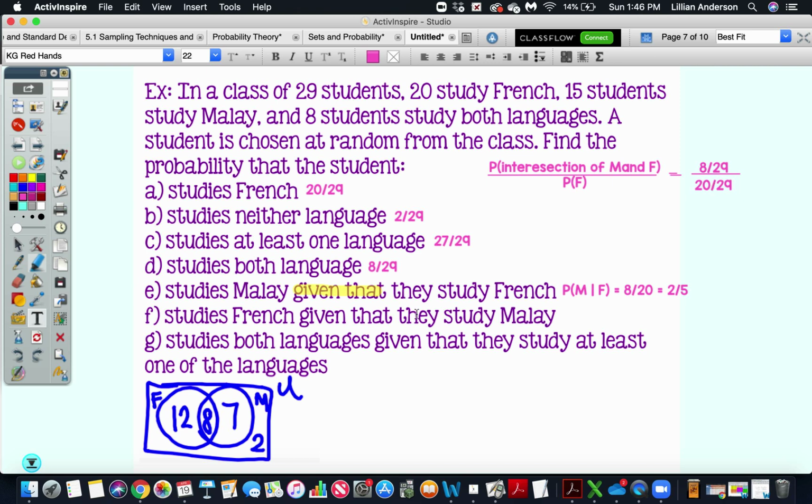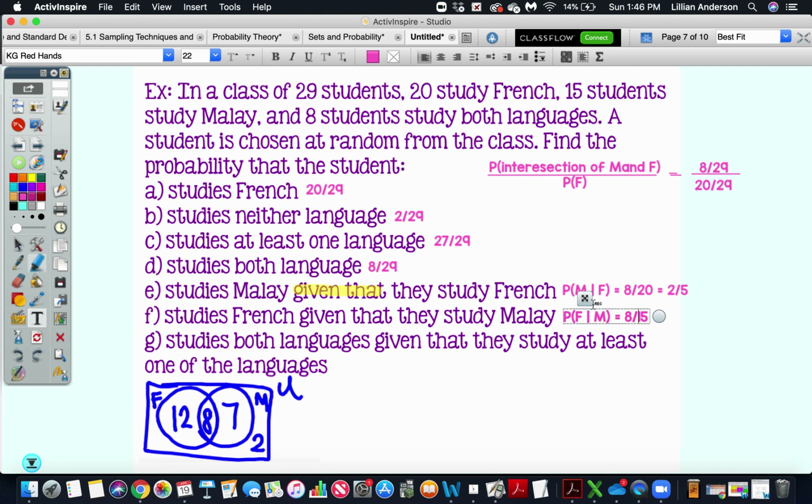So be careful. F, the probability that a student studies French given that they study Malay. How that sets up, that's going to be French given Malay. So it's backwards this time. Now, our denominator is no longer 20. Our denominator is going to be 15 because we have 15 Malay students. And out of those 15, there are 8 of them that study French, and that does not reduce.